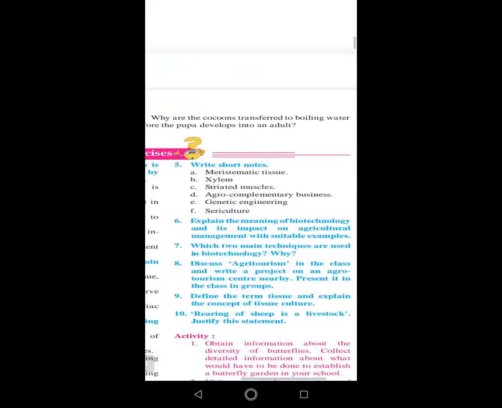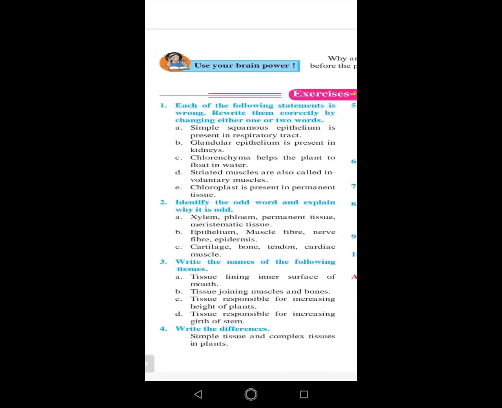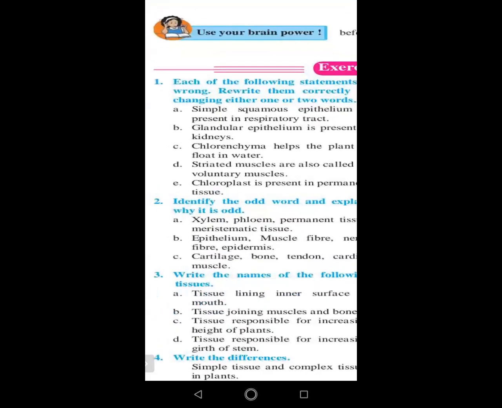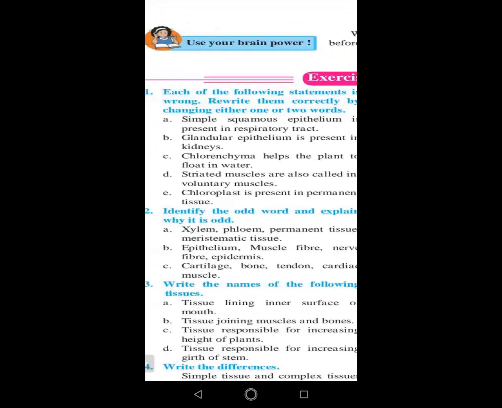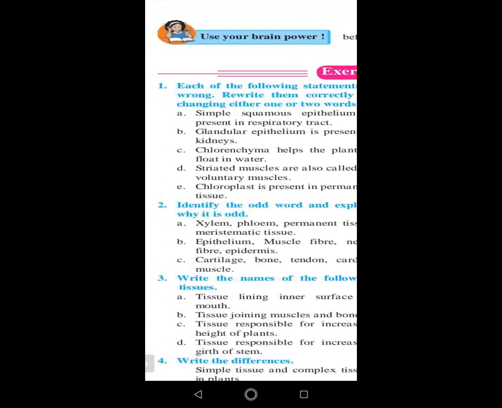We will discuss the first question of this exercise. First you should know what this question tells us, what we have to do and what we have not to do. You can see very clearly that the question says each of the following statements is wrong. Rewrite them correctly by changing either one or two words. So this is a 1 mark question, in a unit test or a term exam.